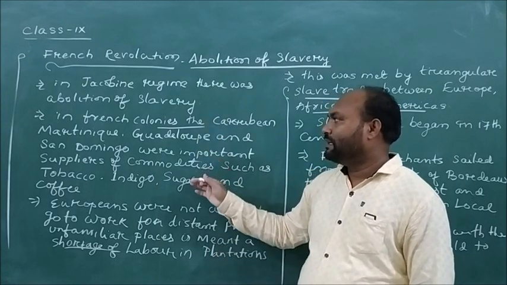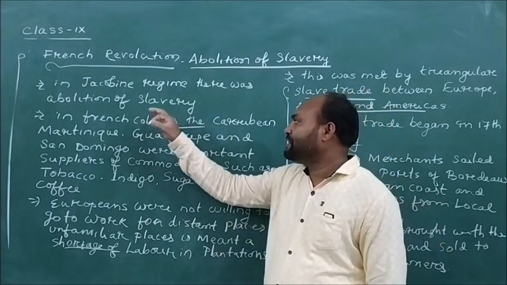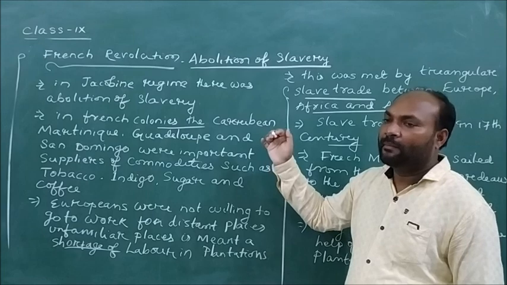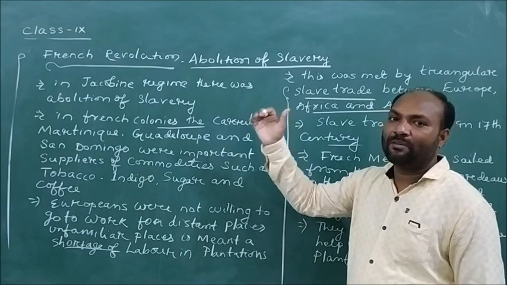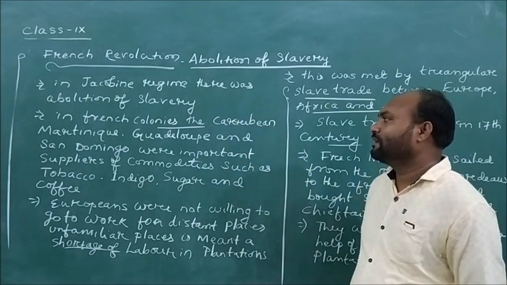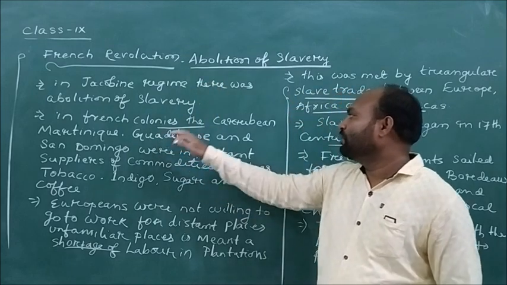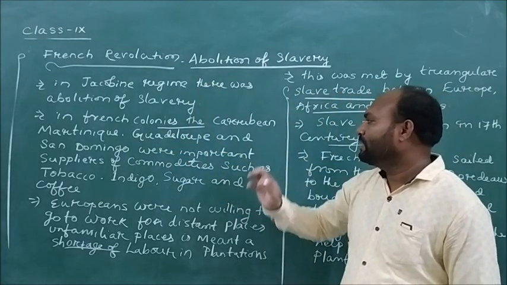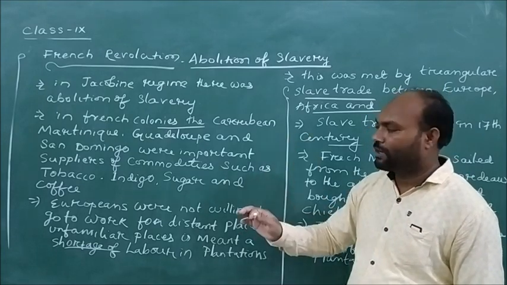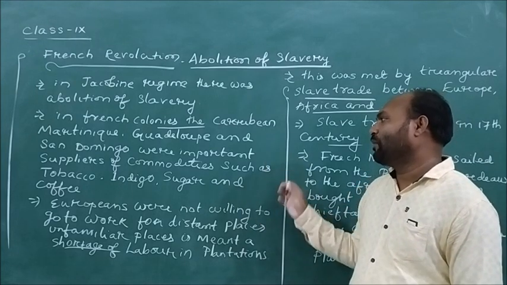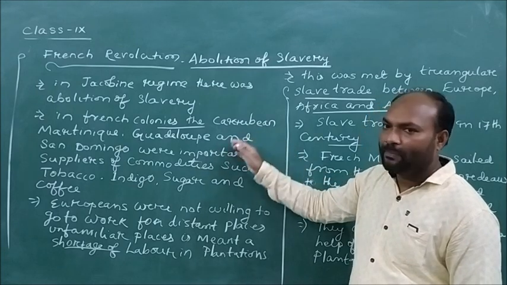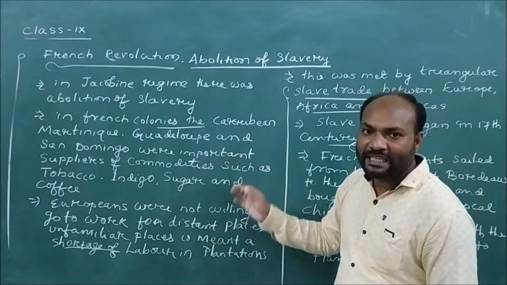So dear children, in many of the French colonies, we see the slaves who were meeting the growing demands of the European society. There were many French colonies such as the Caribbean, Martinique, Guadeloupe, and Saint Domingo. These are the important suppliers of commodities such as tobacco, indigo, sugar and coffee, meeting the demands of the European society.